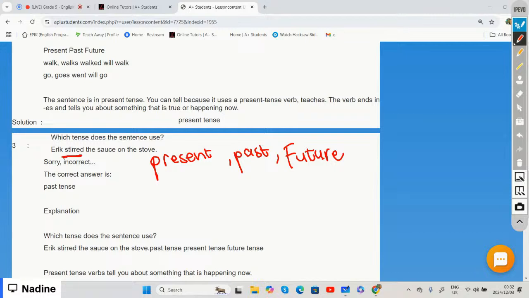So what tense does the sentence use? Eric stirred the sauce on the stove. If we were to choose the correct option, then yes, we would say it is in the past tense. Stirred. It's like Eric stirs the sauce in the present, but in the past, we said he stirred, and it ends with an ed. So well done. Past tense is correct. It shows the action that happened in the past.